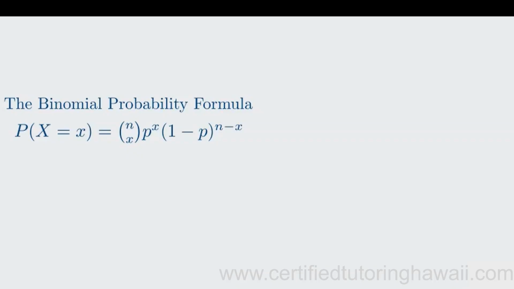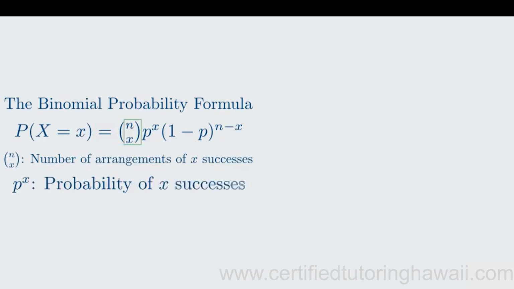This formula might look intimidating, but it is built logically. The first part, n choose x, counts the number of different ways or arrangements that we can get exactly x successes in n trials. The second part is the probability of success, p, raised to the number of successes we want. The last part is the probability of failure, which is 1 minus p, raised to the number of failures, which is n minus x.